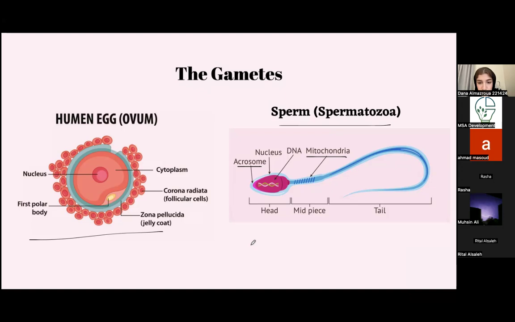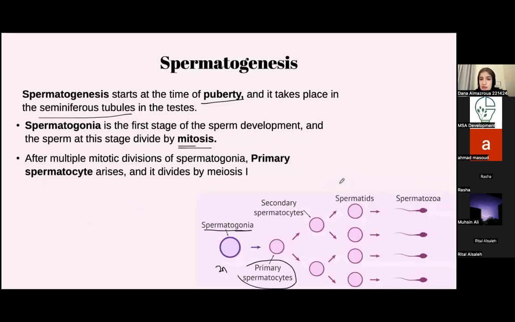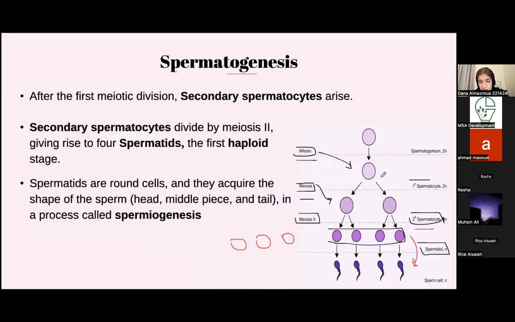The other question is whether primary spermatocyte to secondary is meiosis. Yes, it is meiosis, as you can see in this picture. From primary spermatocyte to secondary spermatocyte, it is meiosis I. Okay? Does anyone have any other questions?